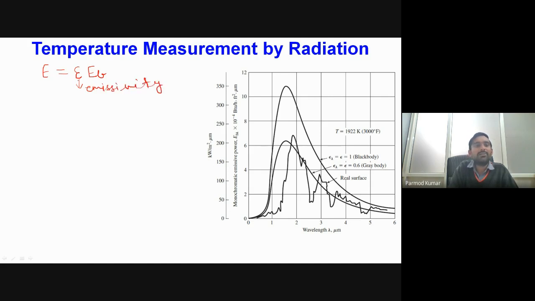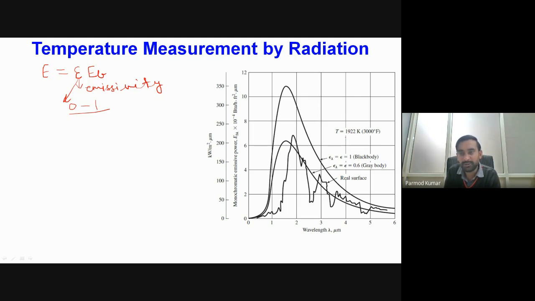Okay, so the value of the emissivity of the surface varies from 0 to 1. Obviously, for a black body we have perfect emissivity, so the emissive power of the surface will be identical to that of the black body. Now there are some typical representations that you can see here.